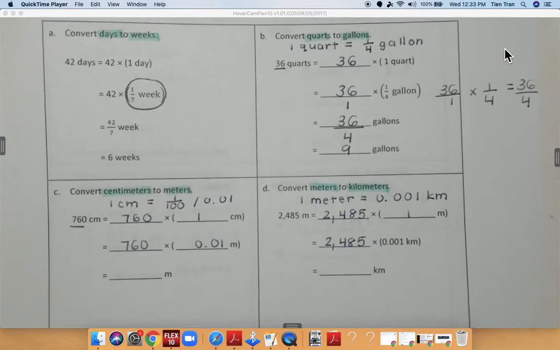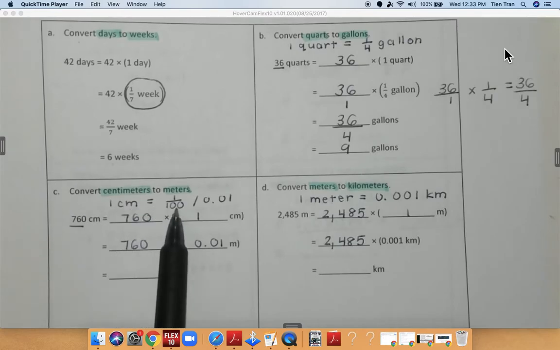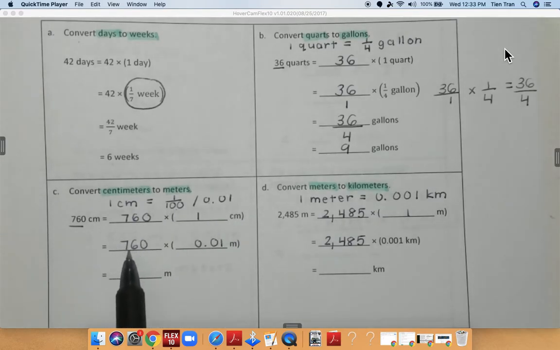So for problem C, they're asking you to convert centimeters to meters. So if I have 1 centimeter, it's going to give me 1/100, right? 1 centimeter is the same as 1/100 of a meter, or 0.01 meters. So I'm multiplying 760 centimeters times 0.01 meters.